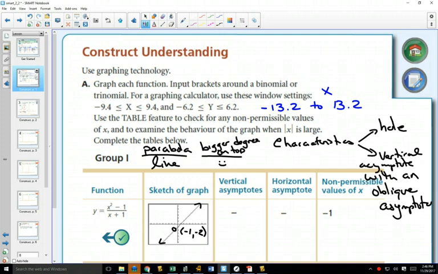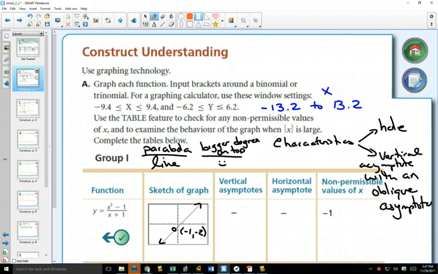The question is, how do we know if our non-permissible value is going to be a hole, or if our non-permissible value is going to end up being a vertical asymptote? Because those are the two things that non-permissible values can turn into. It's either going to end up as an asymptote or as a hole.